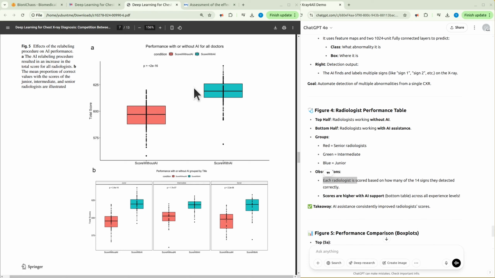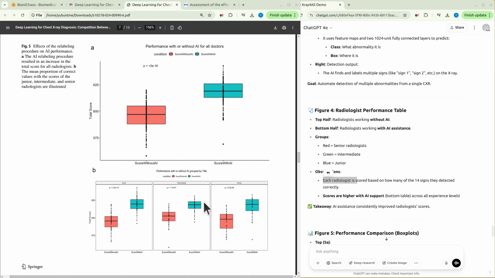The box plots clearly show that the median and range of scores are higher with AI assistance across all experience levels. P-values, the CLU values, are all extremely low, indicating that the improvements are statistically significant, meaning the likelihood that these improvements are due to chance is very low. All groups benefit: juniors, intermediates, and seniors all show a noticeable increase in performance with AI support, though juniors seem to benefit the most.